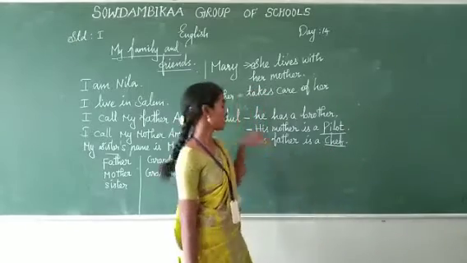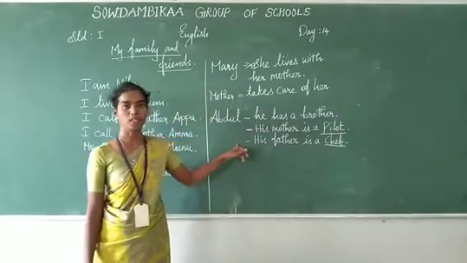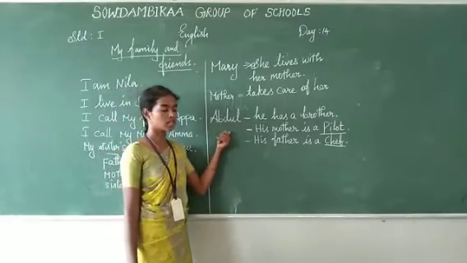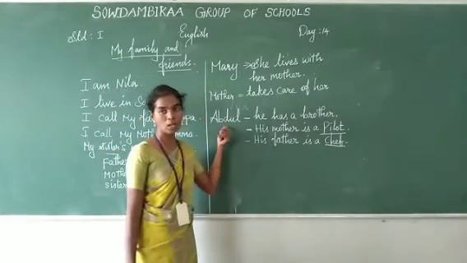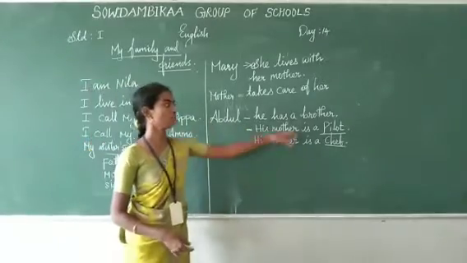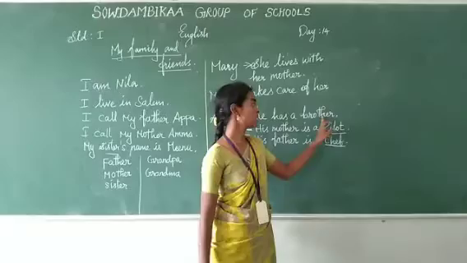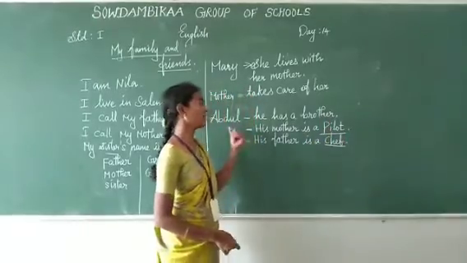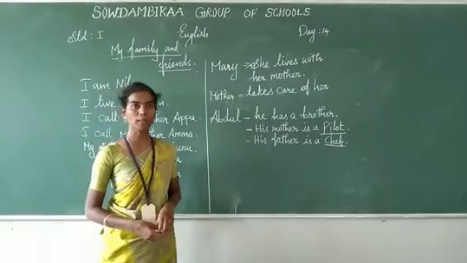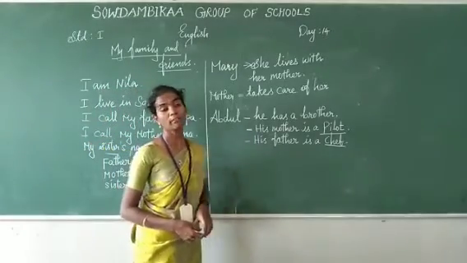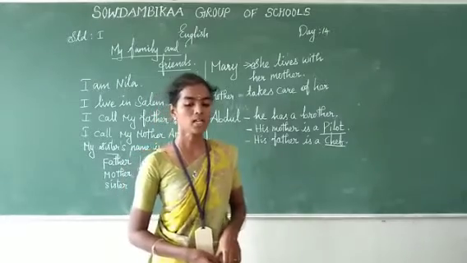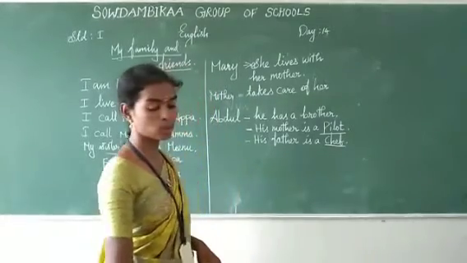Okay, so these are all introduced by Nila. Nila introduced another person. His name is Abdul. Abdul has a brother. The brother's spelling is B-R-O-T-H-E-R, brother. And he has a mother. His mother is a pilot and his father is working as a chef. Okay, his father is working as a chef. So these are now introduced by Nila.